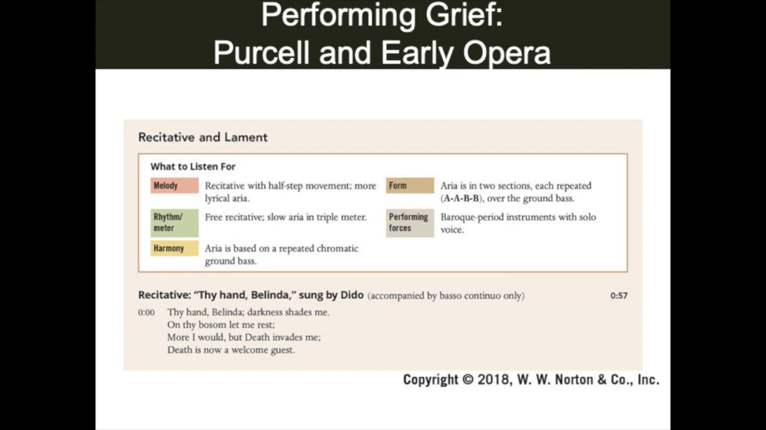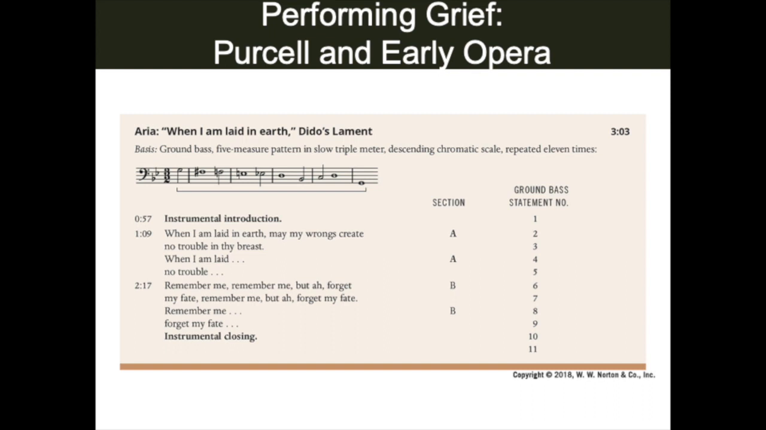The aria harmony is based on a repeated chromatic ground bass. And remember that bass line, the lowest note that you hear is moving down stepwise, half steps. Chromatic. The form in the aria is in two sections, each repeated. So we have the AA and then BB, and it's over the same ground bass. And the performing forces are Baroque period instruments with solo voice.